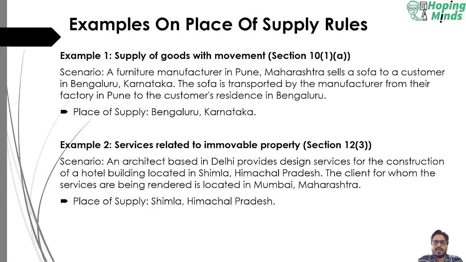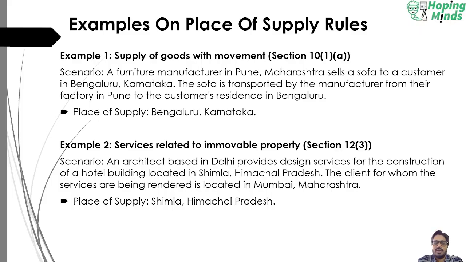So first, supply of goods with movement. This is covered by section 10 subsection 1 clause A. A furniture manufacturer in Pune, Maharashtra sells a sofa to a customer in Bangalore, Karnataka. The sofa is transported by the manufacturer from their factory in Pune to the customer's residence in Bangalore. So the place of supply in this case will be Bangalore, Karnataka.